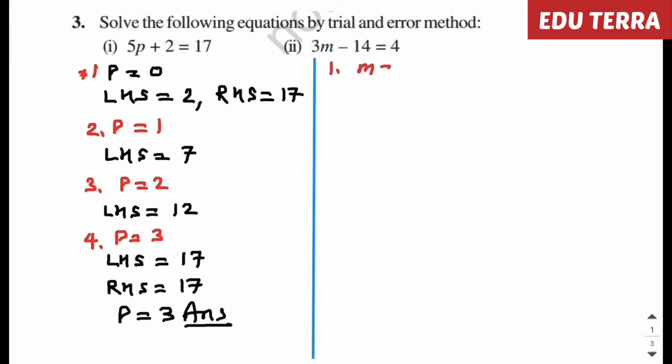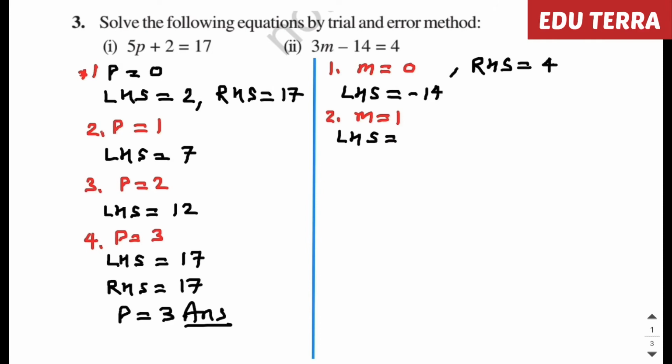So for m equals 0, RHS is 4. We want LHS equal to 4. When both are equal, that will be the answer for m. Take m equals 1, then LHS equals 3 minus 14. So it will come minus 11.